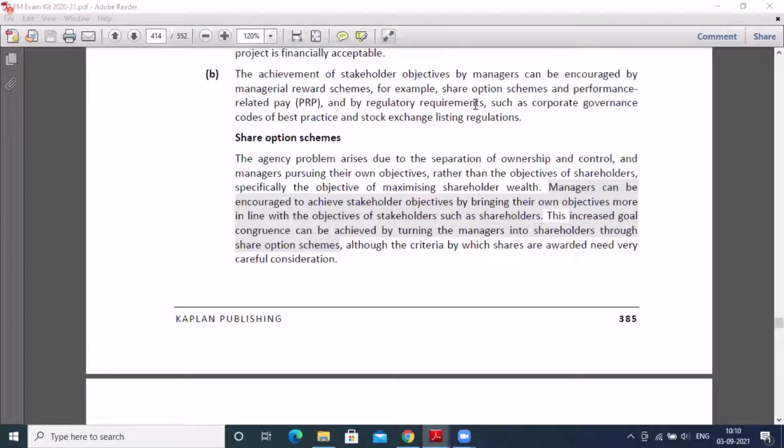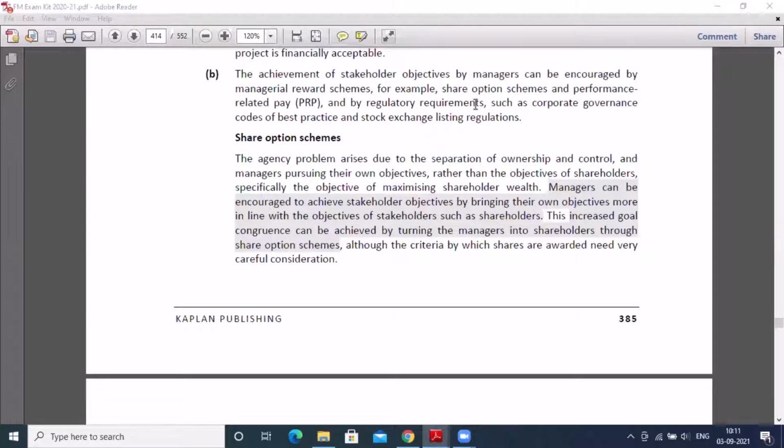So in order to minimize this particular agency problem, managers can be encouraged to achieve the stakeholder objective by bringing their own objective more in line with the objectives of stakeholders such as shareholders. This increased goal congruence can be achieved by turning the managers into shareholders. How is it possible? How can you convert a shareholder goal into a manager goal, by converting the managers into shareholders?